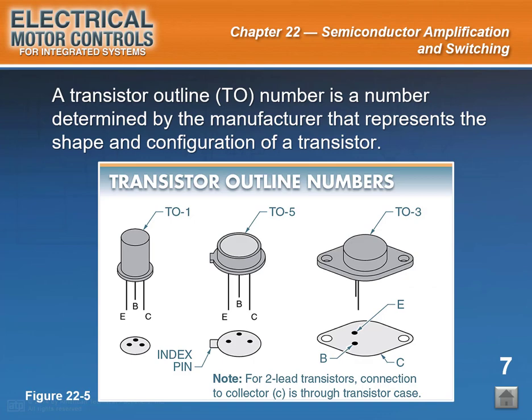Slide Caption. A transistor outline, TO, number is a number determined by the manufacturer that represents the shape and configuration of a transistor. See Figure 22-5.